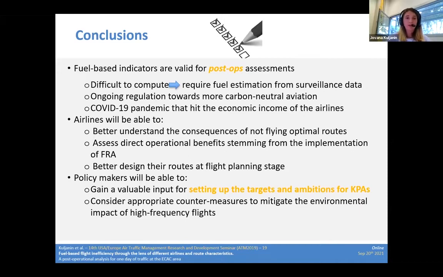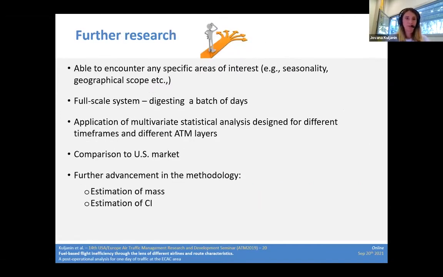And to help airlines to properly design their routes at the flight planning stage. On the other hand, it can help policymakers to gain valuable input for setting up the targets and ambitions for different KPIs and KPAs. And for example, in the case of high frequency flights, it can help policymakers to set some appropriate countermeasures to mitigate the environmental impact of these high frequency routes.